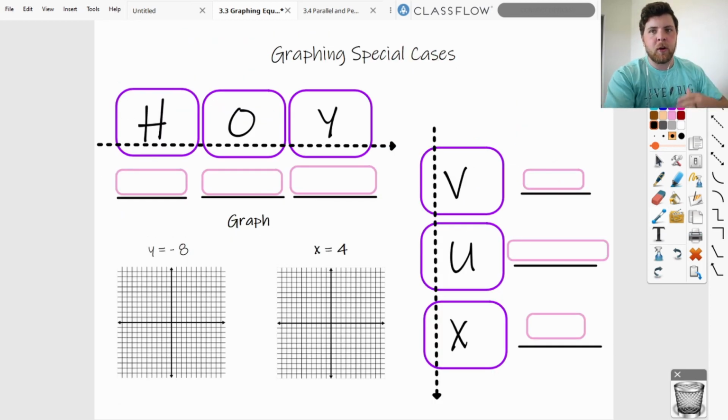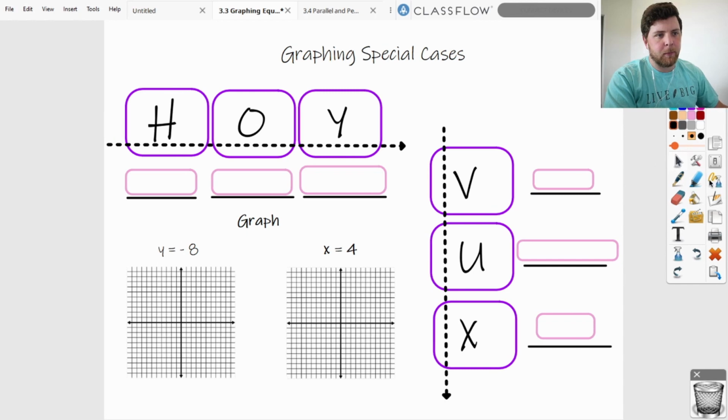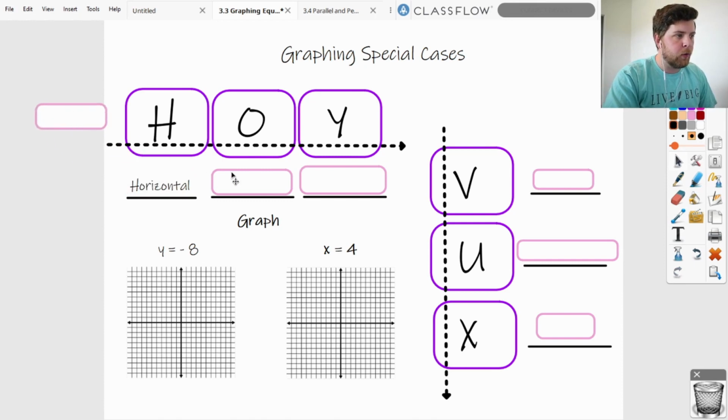Okay, special cases. These are your horizontal and vertical lines. We kind of use the phrase "HOY VUX" to help us memorize it. Not necessarily that it means anything, it's just kind of a silly way to remember it. HOY stands for horizontal lines.